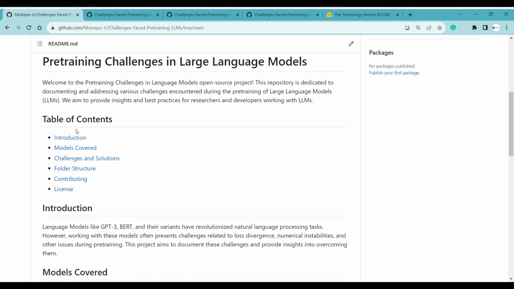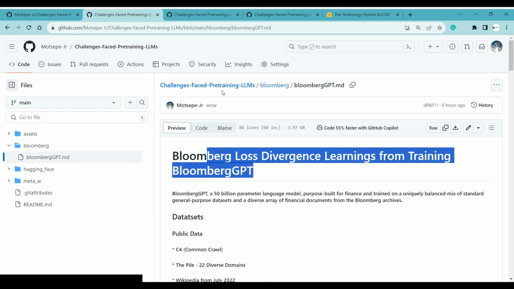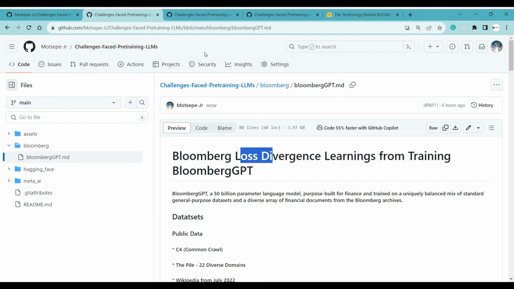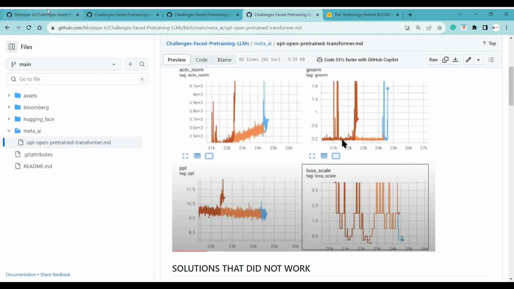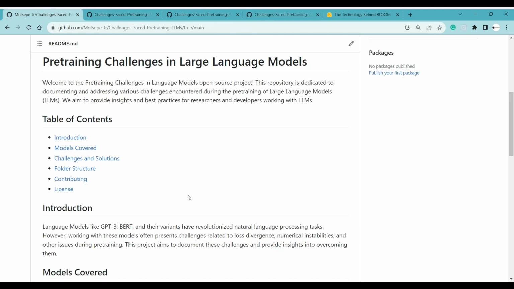So I had to do some research and try to find all of these pieces. We're gonna look into Bloomberg, their problem on loss divergence. We're gonna look into Hugging Face. This project, which was the VL model, was not made public. It was more like an internal note. We're gonna look also at OPT. So this is going to be quite interesting, and we can learn together and see what are the challenges that some of the research labs face. So without wasting any time, let's get into it.